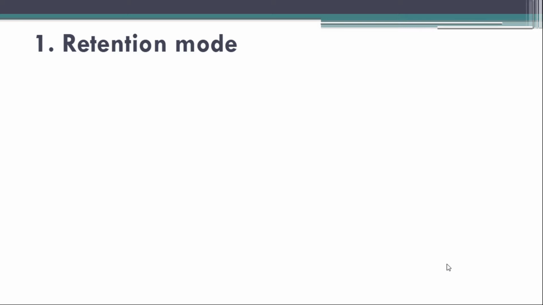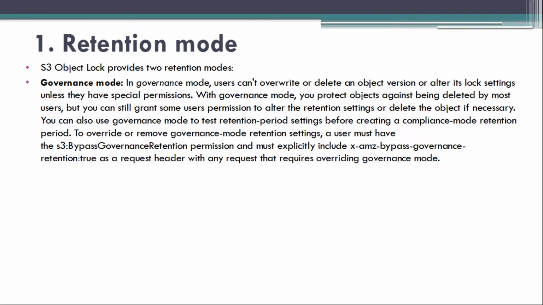So first is retention mode. S3 Object Lock provides two retention modes. First is governance mode. In governance mode, users can't overwrite or delete an object version or alter its lock settings unless they have special permissions. With governance mode, you protect objects against being deleted by most users, but you can still grant some users permission to alter the retention settings or delete the object if necessary.